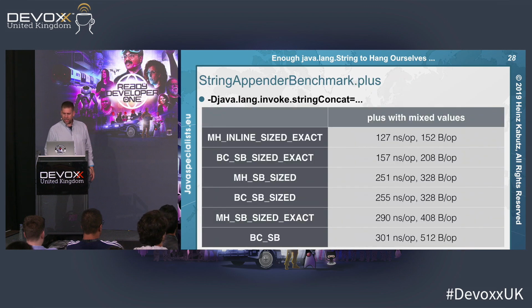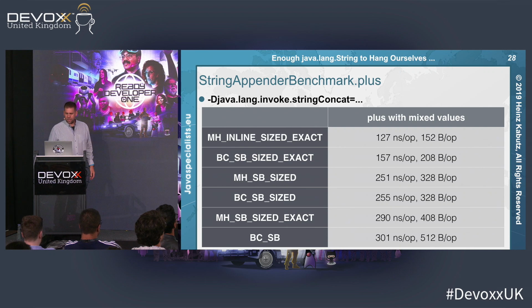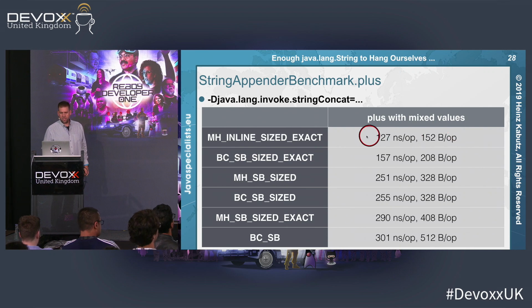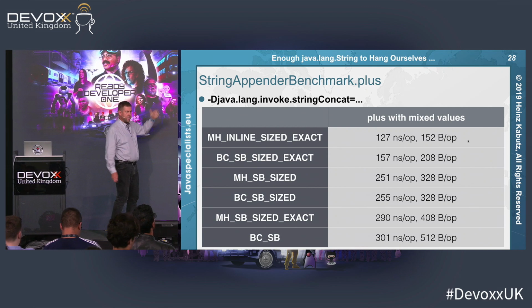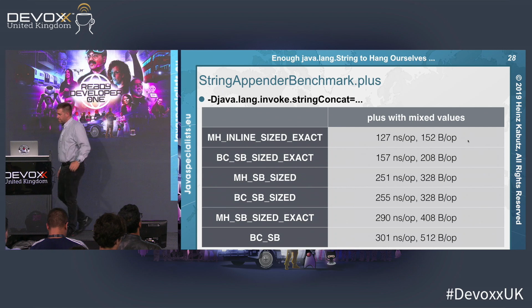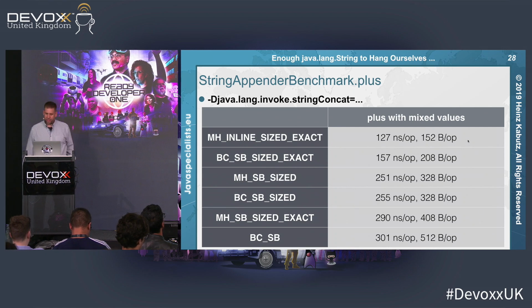And the interesting thing here is the number of bytes that are constructed. You see that for the inline size exact, you have the least bytes being made. So it's only 152 bytes per operation over here. So there's no reason to change this. The default is the best, obviously. Well, that's what you would expect. But the other ones are just for debugging purposes.